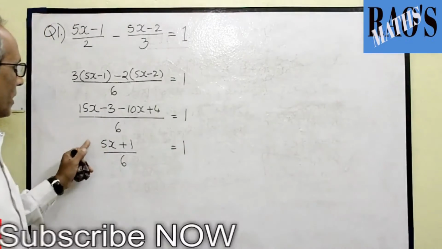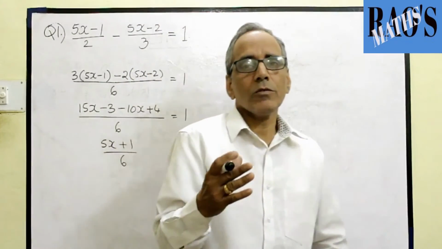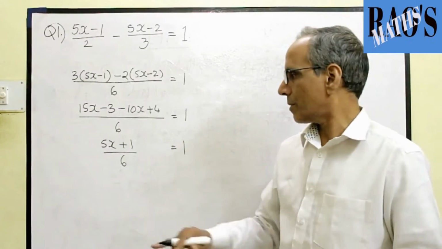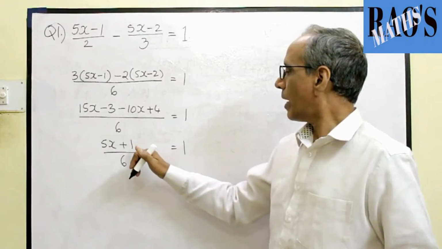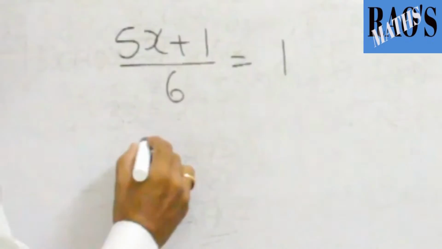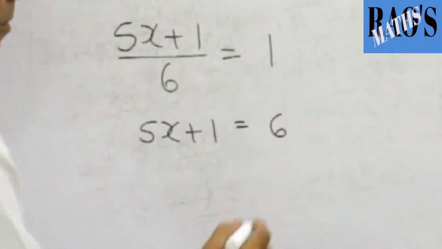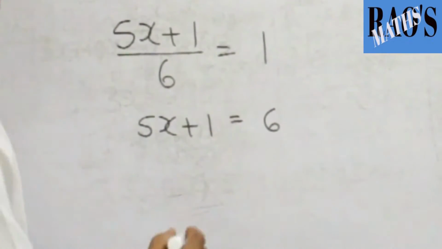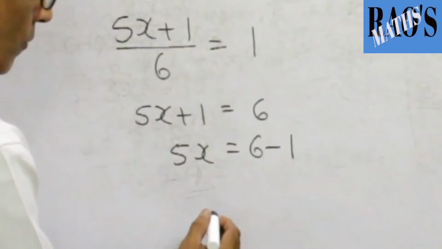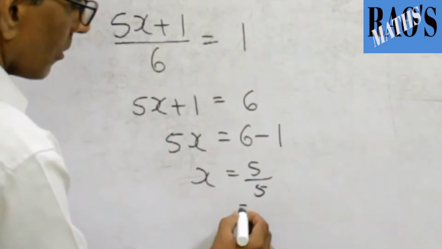That means the numerator and denominator are equal. Whenever a fraction value is equal to 1, we know both the numerator and denominator are equal. Here also the fraction results in 1, so I consider these two are equal. In my next step, I write 5x plus 1 is equal to 6. Now I transpose this plus 1 to RHS. So 5x is equal to 6 minus 1, of course 5. So then x is equal to 5 by 5, which is equal to 1.